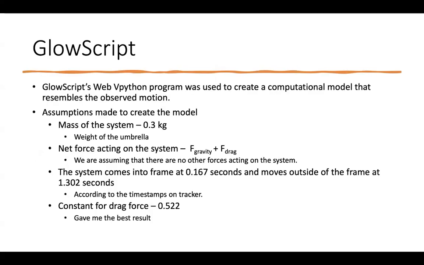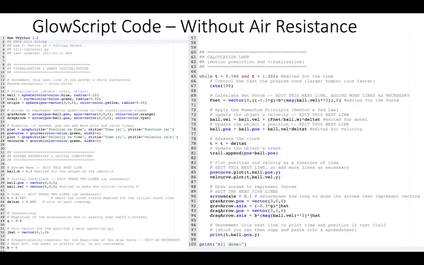graph. Onto the code. GlowScript was used to create a computational model that resembles the observed motion. Assumptions that were made to create the model were, first, mass of the system is 0.3 kilograms, which is the weight of the umbrella. Second, net force acting on the system equals F gravity minus or plus F drag, as we are assuming that there are no other forces acting on the system. Third, the system comes into frame at 0.167 seconds and moves outside of frame at 1.302 seconds, according to the timestamps on Tracker. And last, the constant for drag force is 0.522, as it gave the best results.